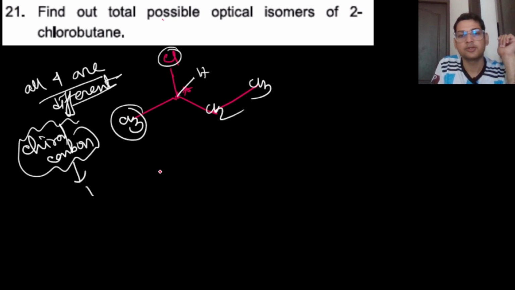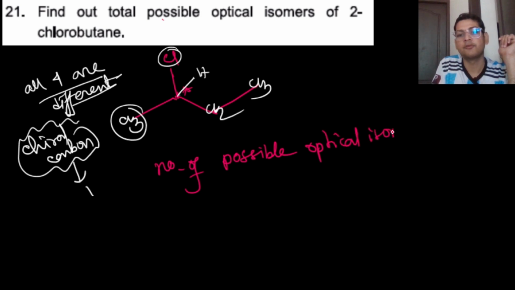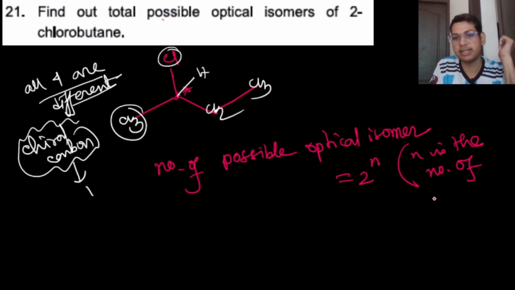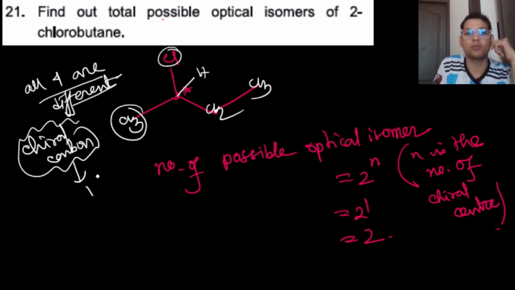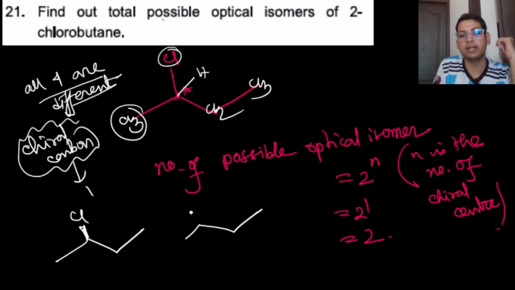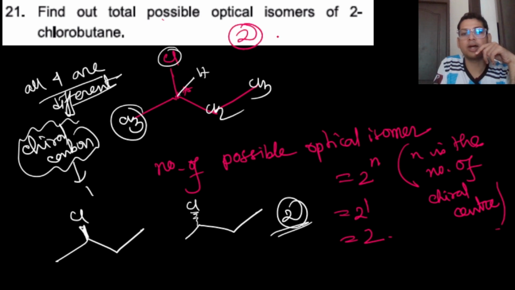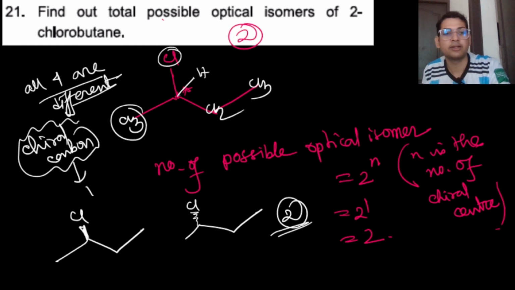So how many stereoisomer? The number of possible stereoisomer, or we can say optical isomer, formula is 2 to the power n, where n is the number of stereo center, or in this case the number of chiral center. So 2 to the power 1 equal to 2 will be the answer. And what are those? One is chlorine up, another one is chlorine down. So 2 will be your answer here. Very easy. Then go for the next question.